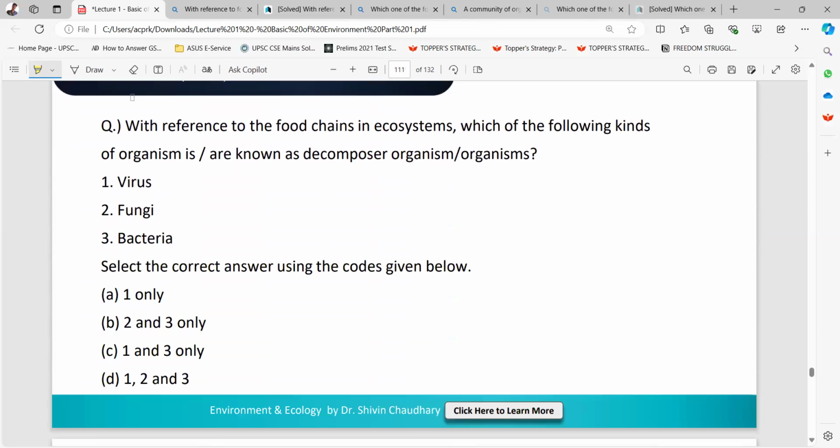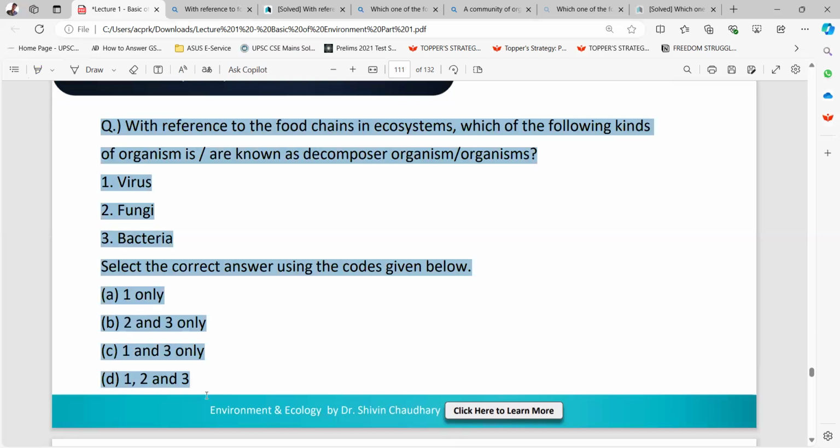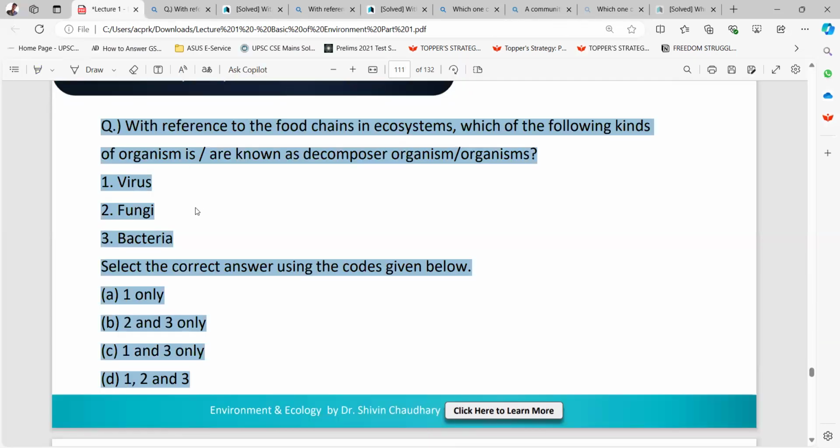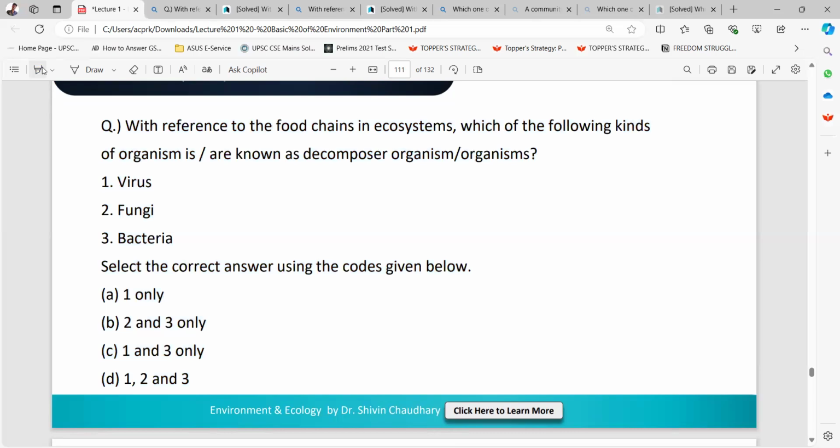Next question. With reference to food chains in ecosystems, which of the following kinds of organisms are known as decomposer organisms? Virus, fungi, bacteria. I think it's fungi and bacteria. Let's check the answer. It is 2 and 3. Fungi and bacteria. Yes, correct.